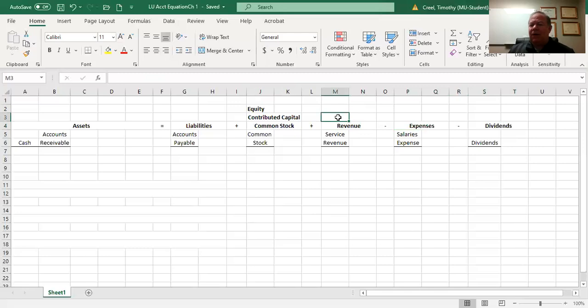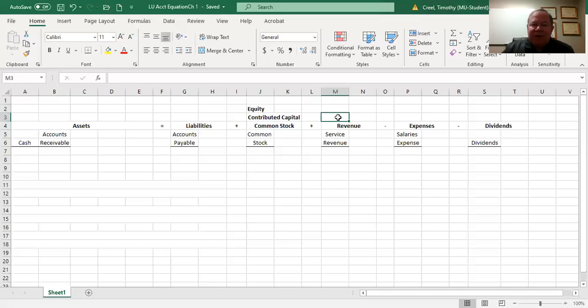What retained earnings are is earnings that have been reinvested back in the business. The company has decided that we're going to put these funds back into the business. We're not going to share them with our investors. We're going to reinvest them back into the business.